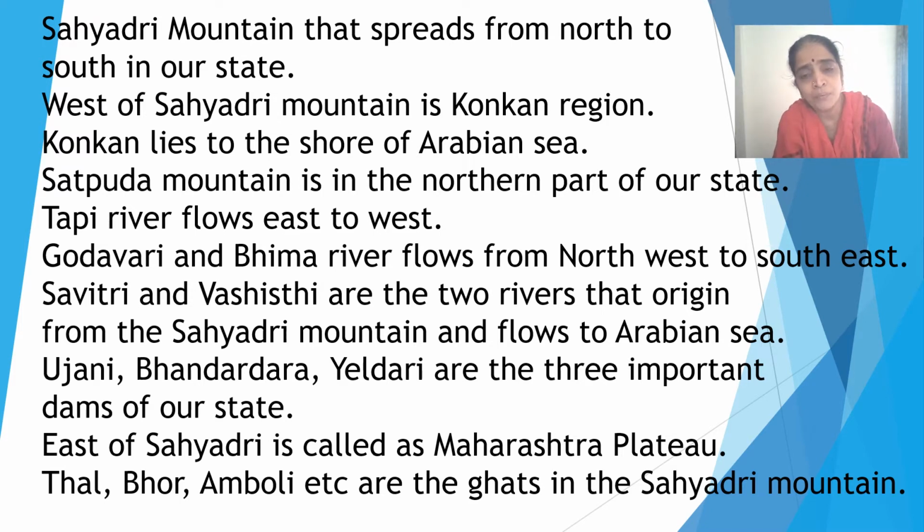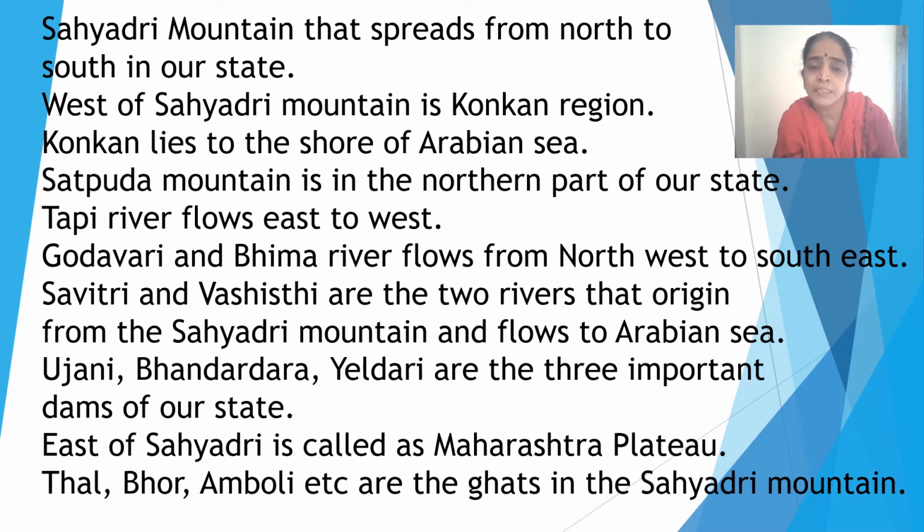Satpuda mountain is in the northern part of our state. The Tapi river flows from east to west. Godavari and Bhima are the rivers that flow from northwest to southeast. Savitri and Vashisthi are the two rivers that originate from the Sahyadri Mountain, and then these rivers join the Arabian Sea.